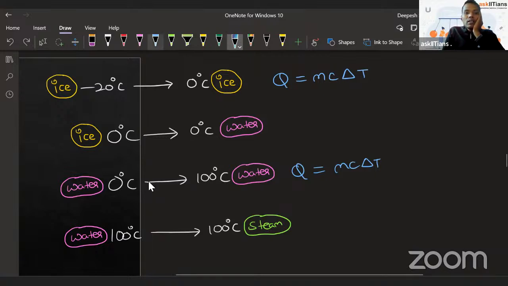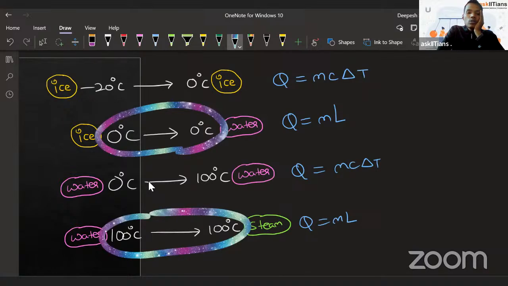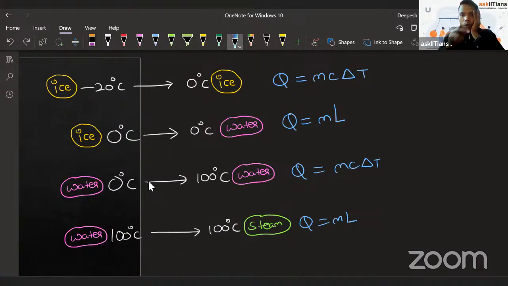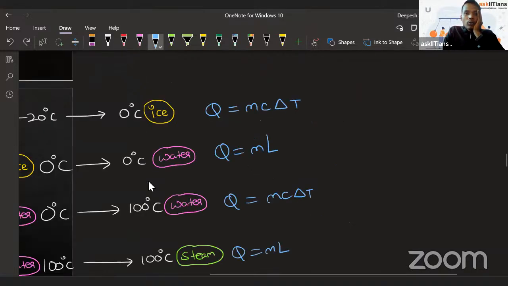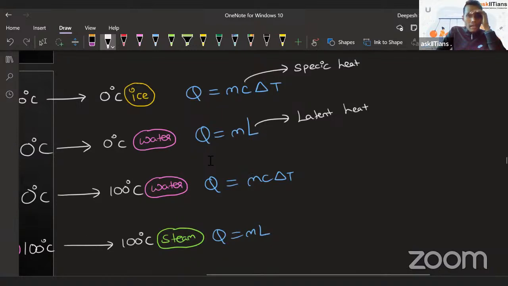But what about this particular setup? The value of Q will be equal to ML. And over here as well, Q will be equal to ML. Why? Because you can see there is no change in temperature. Of course, you cannot use Q equals MC delta T. But what is this formula? Just like the value of C over here means the specific heat, the value of L over here means the latent heat. And again, it also has a fixed value.